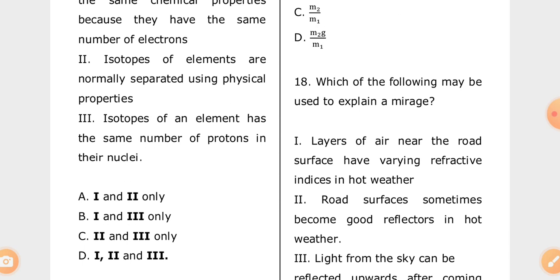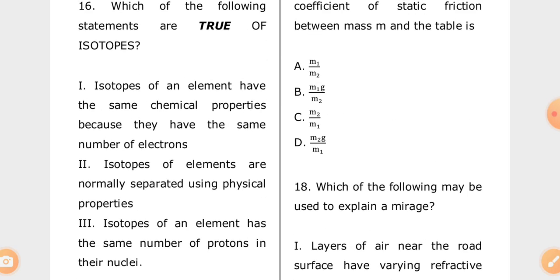So the options here are A, I and II. B, II and III. C, I and III. D, I, II and III. The answer actually is C, I and III. Why? Isotopes of elements are normally separated using physical properties, and isotopes of an element have the same number of protons in the nuclei.